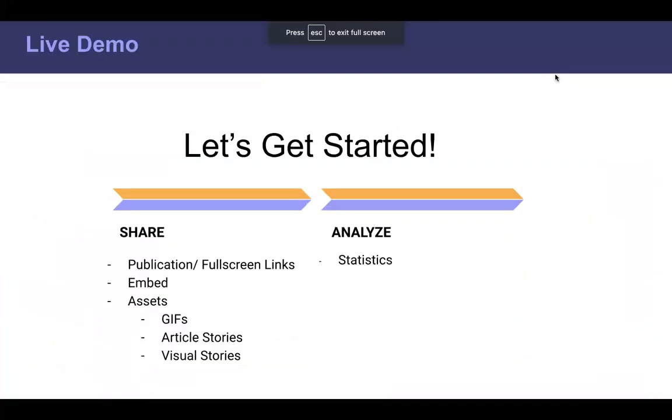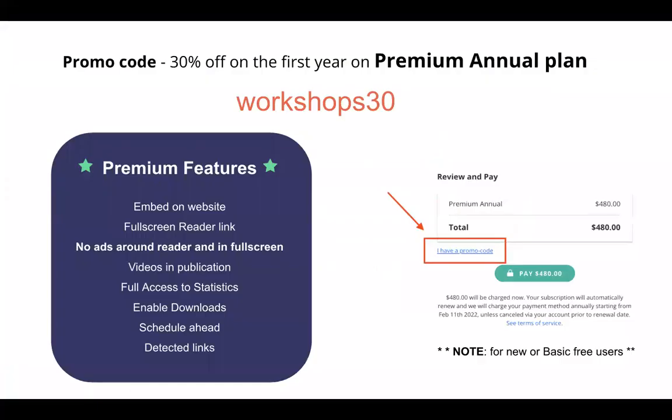And this is what we covered, right? How to share your publication, either as a publication link to Issuu or in Fullscreen, embedded, how to create all these different assets like GIFs, article stories, or visual stories. And I also showed you a bit more about statistics.